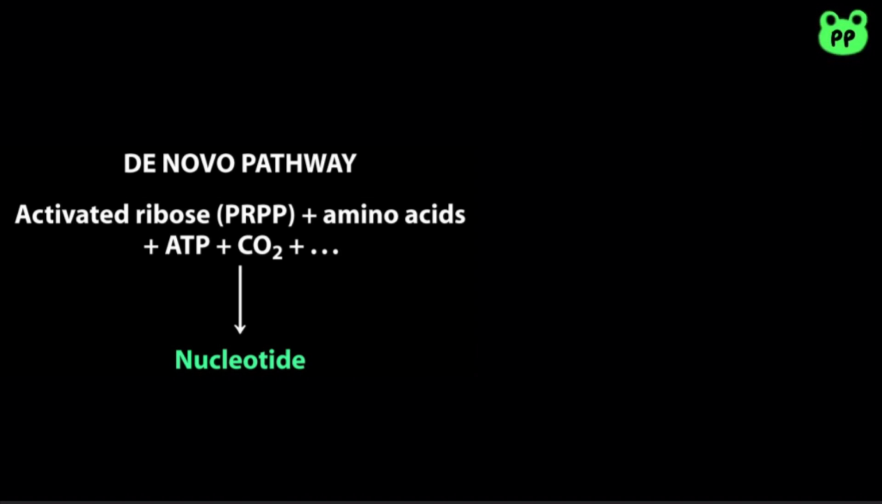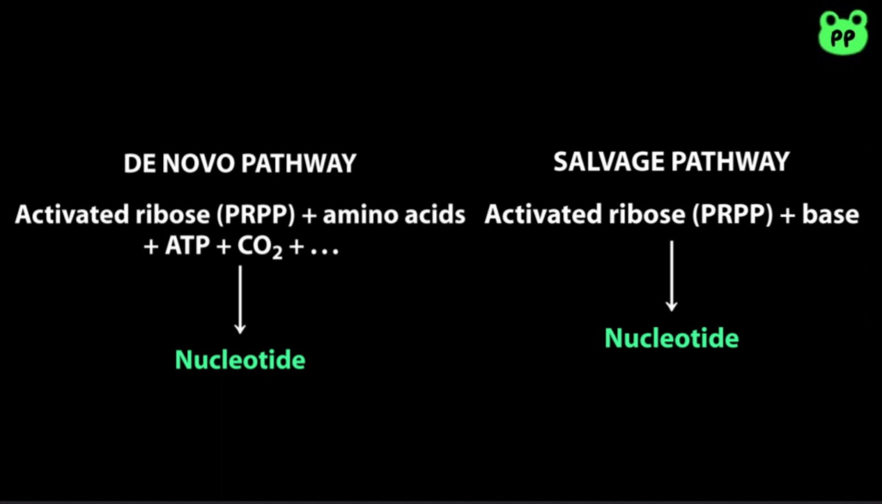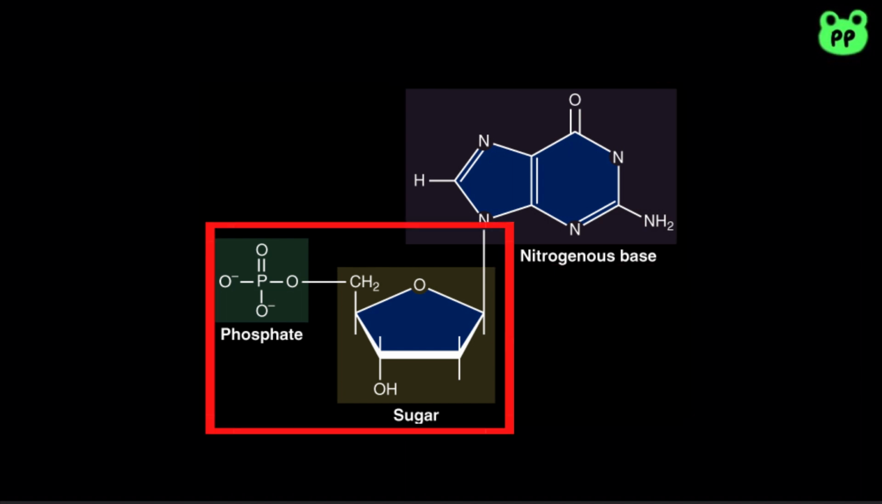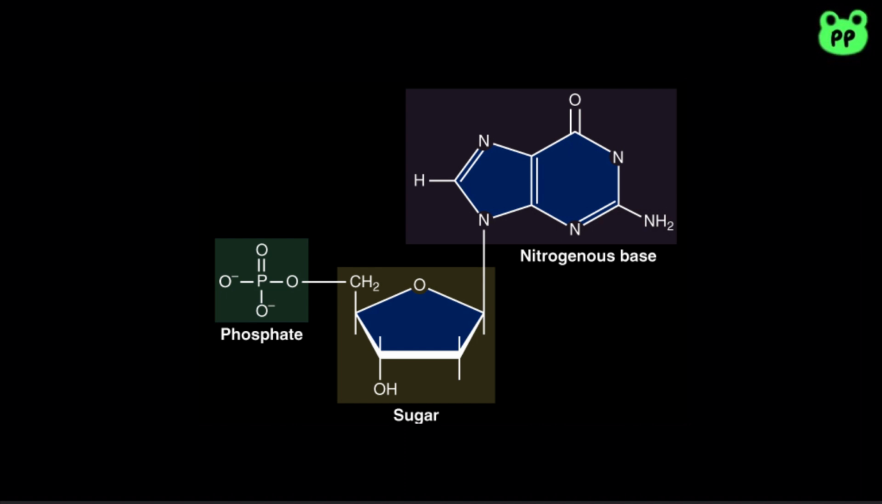Nucleotide biosynthesis involves 2 pathways: the de novo pathway that synthesizes nucleotides from their metabolic precursors, and the salvage pathway that recycles the free bases and nucleosides released from nucleic acid breakdown. I'll first cover the de novo pathway of nucleotide biosynthesis. Note that nitrogenous bases are not synthesized separately and then attached to the sugar ribose, but instead build up one or few atoms at a time.